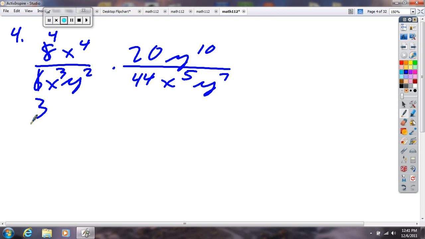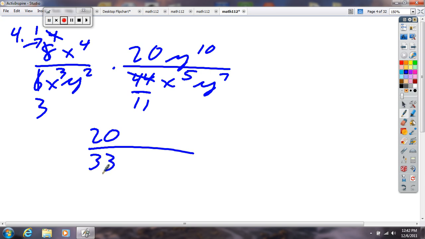Now this 4 here on the top, what goes in the 4 and 44 over here? 4 does. 4 goes in the 4 once. 4 goes in the 44 11 times. And all we have left is a 20. 3 and 11 won't go into it. So number-wise, we are done. Again, they're all positive, so they say positive. The number on top is 1 times 20. The number at the bottom is 3 times 11, which is 33.